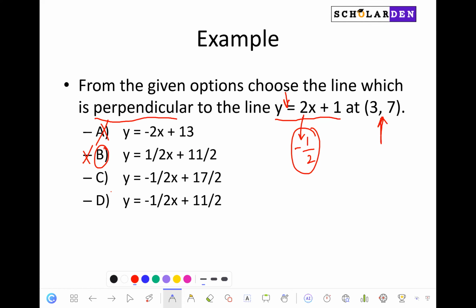Just quickly take 5 seconds, maybe 10 seconds, and try to work it out. Either this line or this line, both of them are perpendicular to this line. But how do we find out whether this line is perpendicular to our original line at 3 and 7, or this line is perpendicular to it at 3 and 7? Try to determine this yourself if there's a way you can do that.